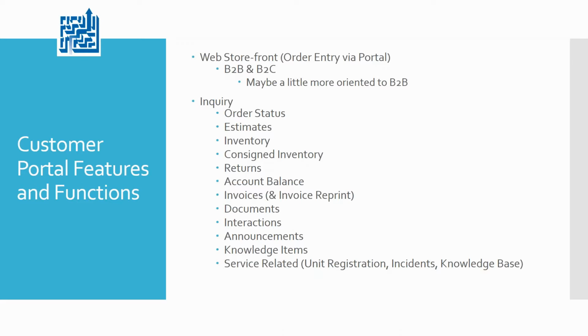Below that, you see a whole bunch of inquiry data that you can get on the customer portal, and some of it's pretty handy. Things like order status. Down about halfway, it says invoices and reprint invoices. There's a whole bunch of these things. I'll walk through those in the software.